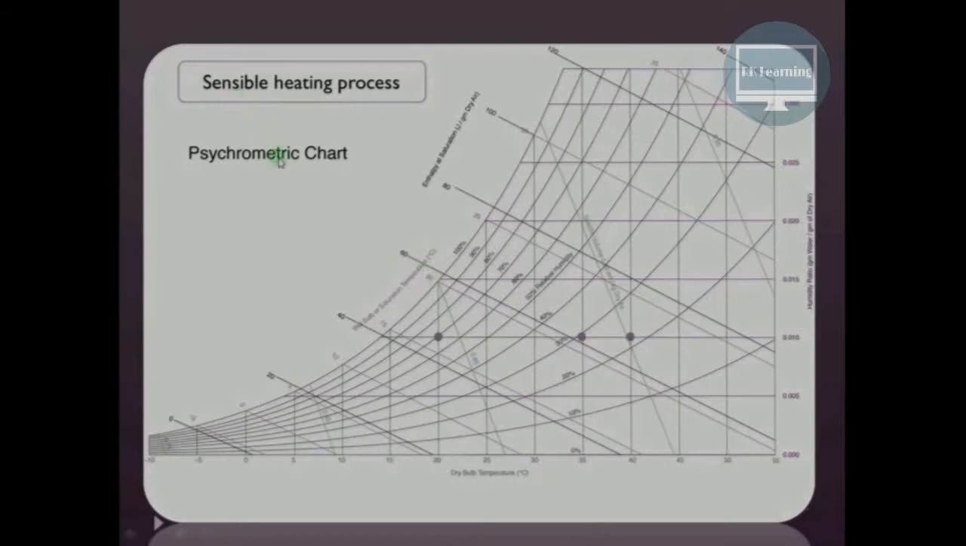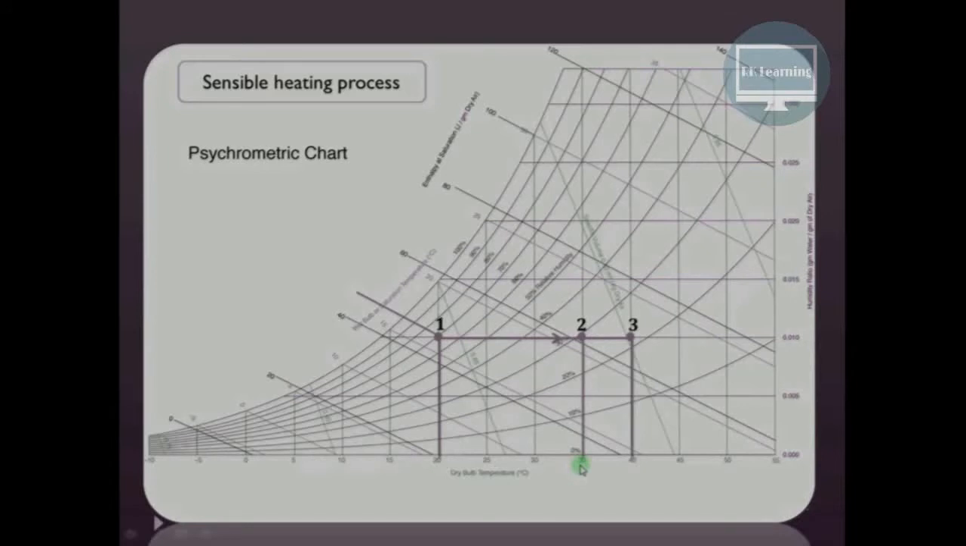Now let us see what is the meaning of the sensible heating process. In the sensible heating process, the specific humidity of the air will remain constant and we increase the temperature. For example, in this particular case, the initial dry bulb temperature of the air is 20 degrees centigrade, whereas the final temperature that ideally we require is 40 degrees centigrade. But because of the bypass factor of the heating coil, the temperature that is actually obtained is 35 degrees centigrade.